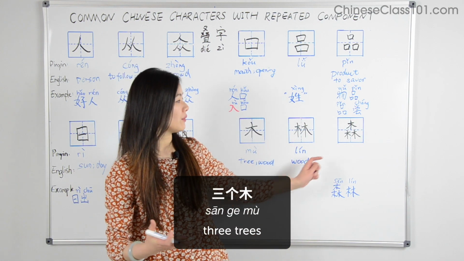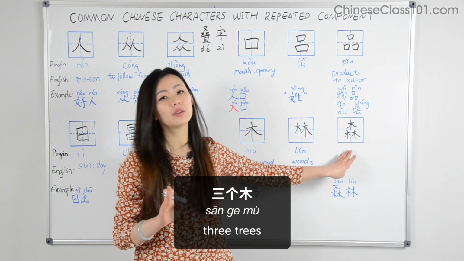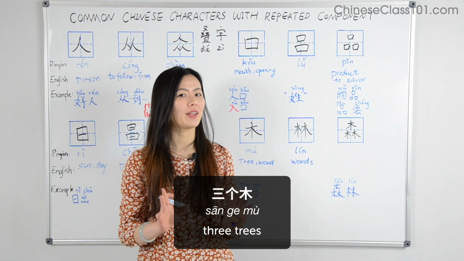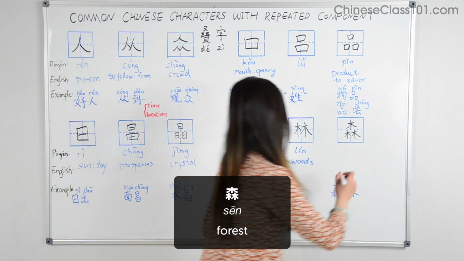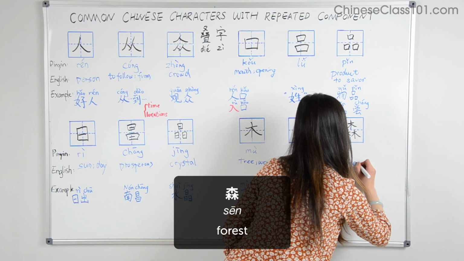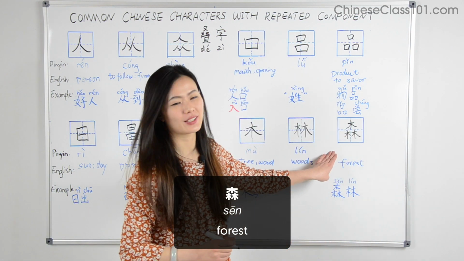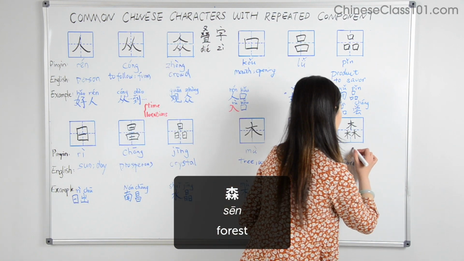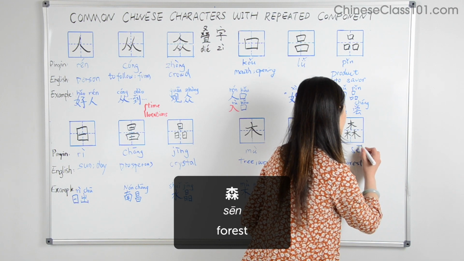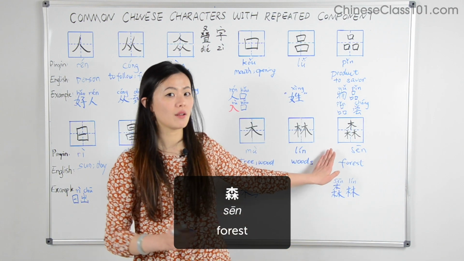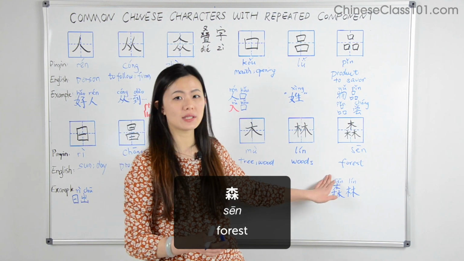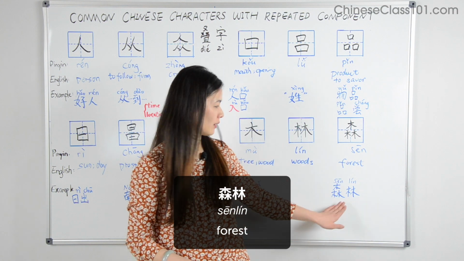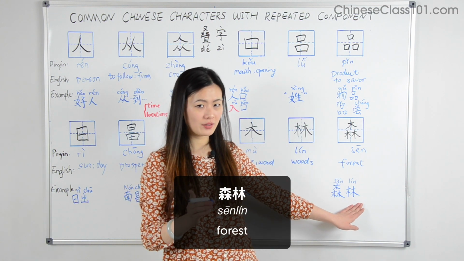Now if we have 三个木, three 木, is it still a small woodland? No, it becomes a forest. And this character is pronounced as 森. 森 means forest. And to say forest in everyday Chinese, we often use this word, 森林.